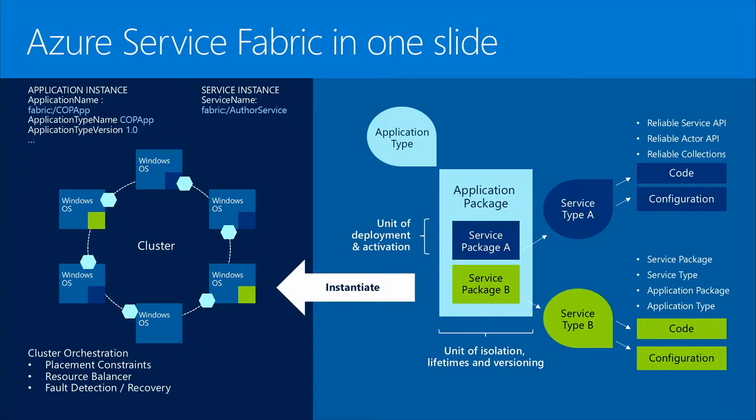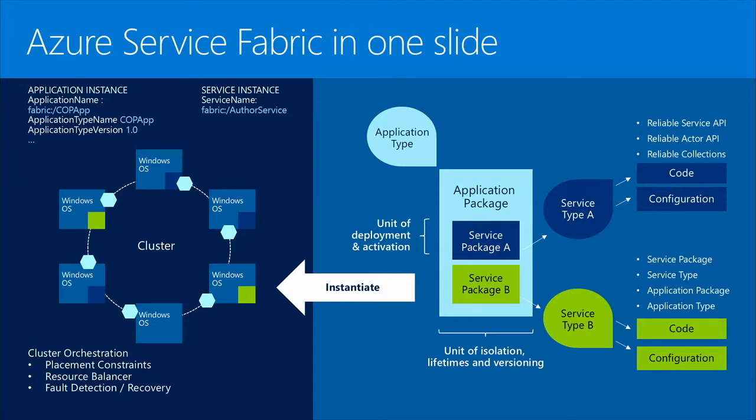This application package is comprised of a number of services or microservices as we described them. So my application package is comprised of service A, service B. Now, what does a service type A mean? It is comprised of code and configuration, not very dissimilar from what we have today with the cloud service. We have the CS-def and CS package file, very similar in concept. Now, how do you go about coding such a microservice? Well, the way you do that with Service Fabric is you have two programming models available to you.